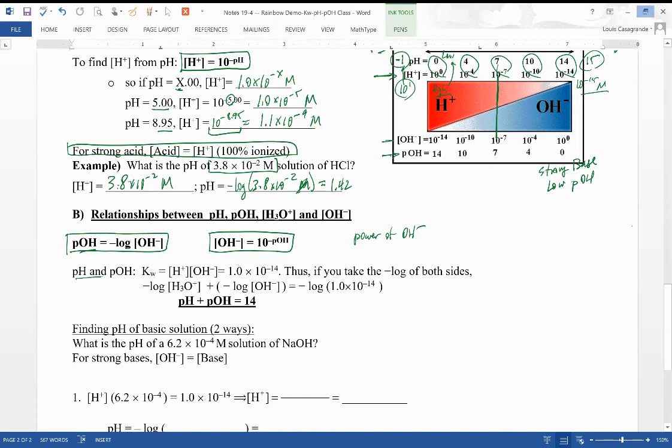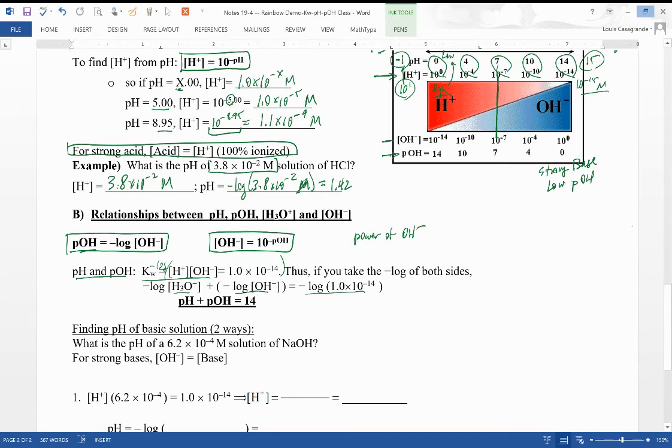So pH and pOH, going back to Kw. Remember from the front page that Kw is the concentration of the hydroxide times the concentration of the hydronium. I'm going to use the hydrogen there. And that's 1.0 times 10 to the minus 14. If you take the negative log of both sides, so the negative log of this whole thing, then what we get is the negative log of the H3O plus, so I've thrown the H3O plus back in there, and the negative log of the hydroxide concentration, and the negative log of 10 to the minus 14.